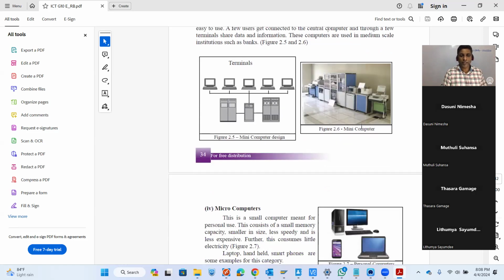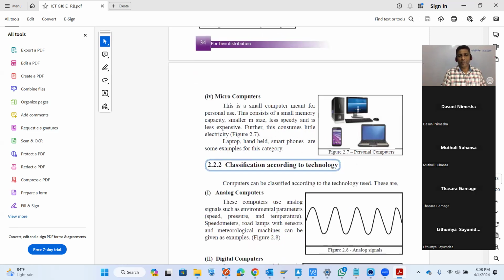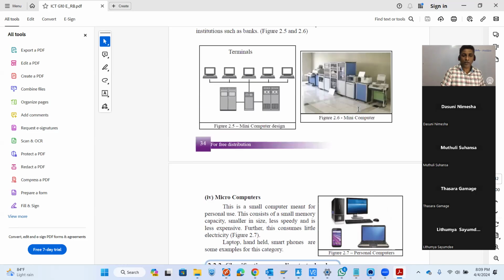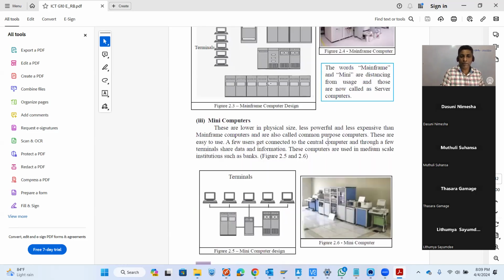So mini computer designs, you can see, right? So small scale computers. So microcomputers, those are our computers. Microcomputers are very portable, right? Household, it's possible to use in the house. So all these computers required a highly controlled environment.